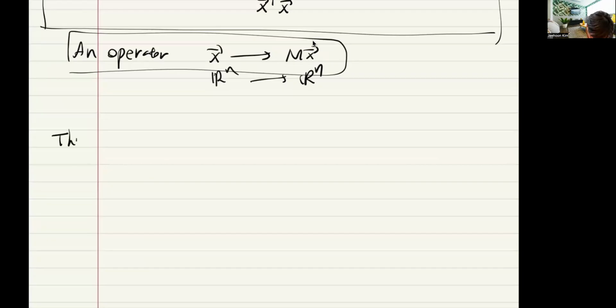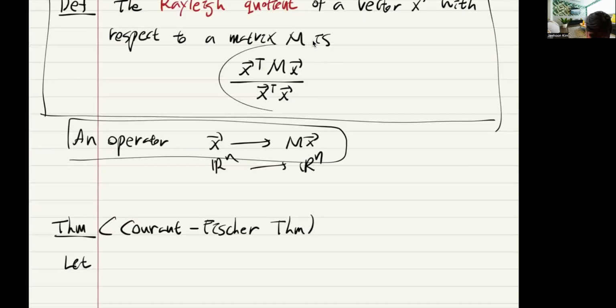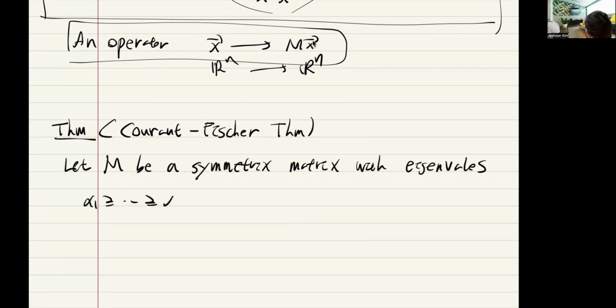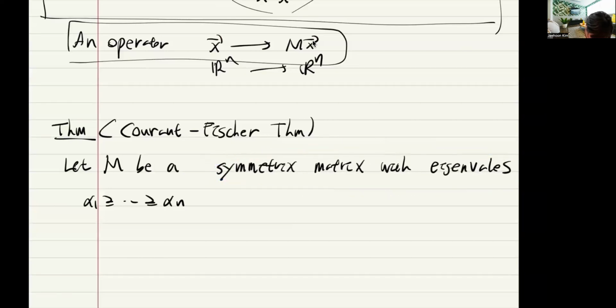And the following Courant-Fisher theorem provides such a relationship between this Rayleigh quotient and eigenvalues. So let M be a symmetric matrix with eigenvalues alpha. So real symmetric, right? Yeah, we only consider real matrices. Everything is real here.